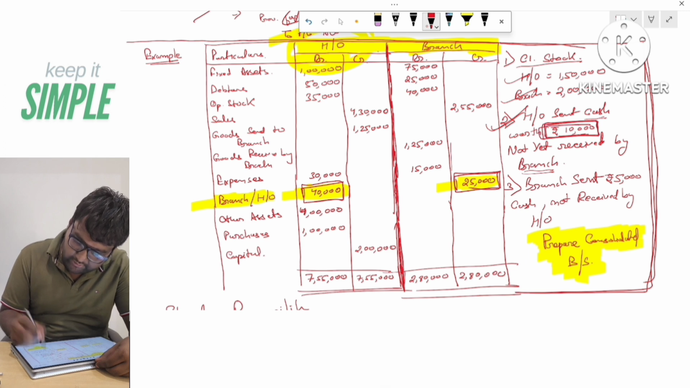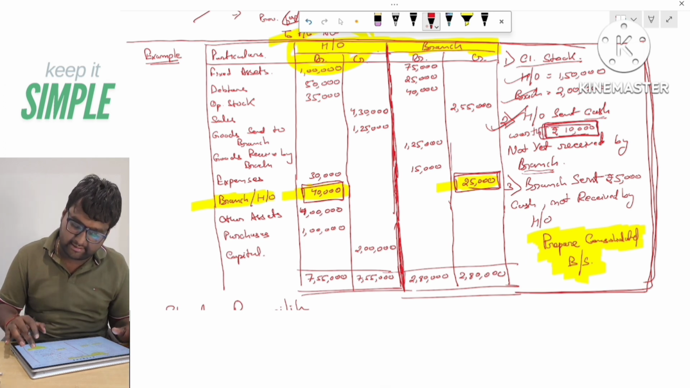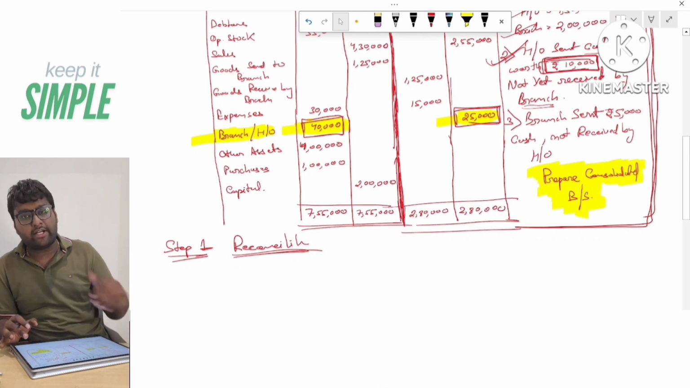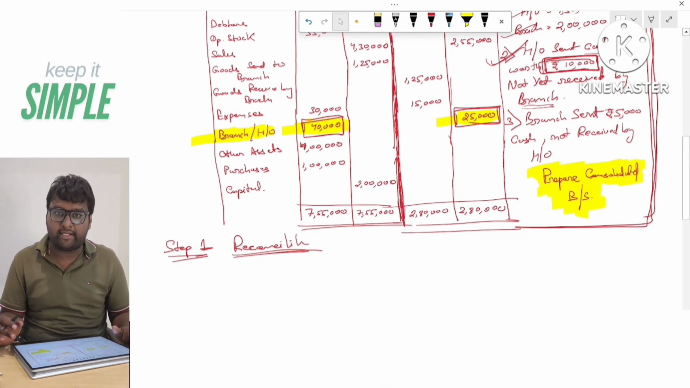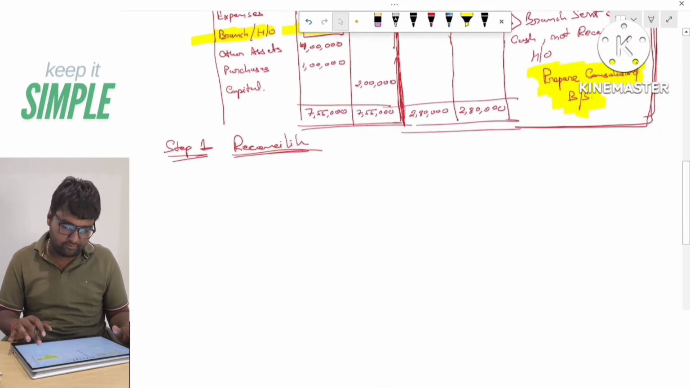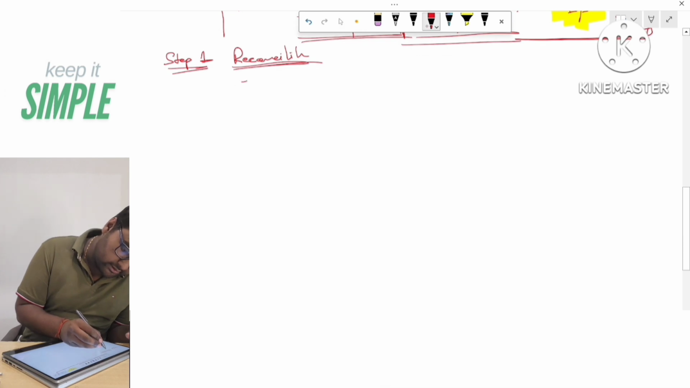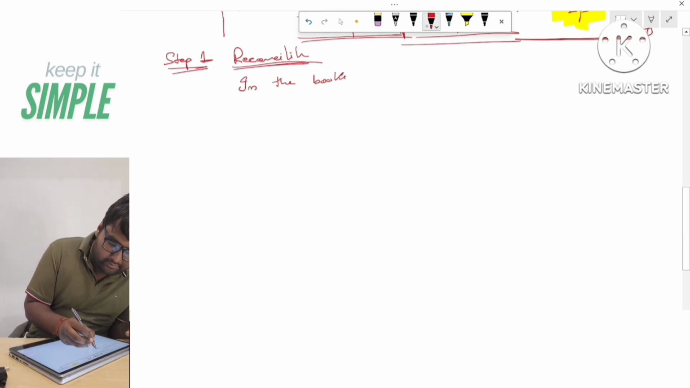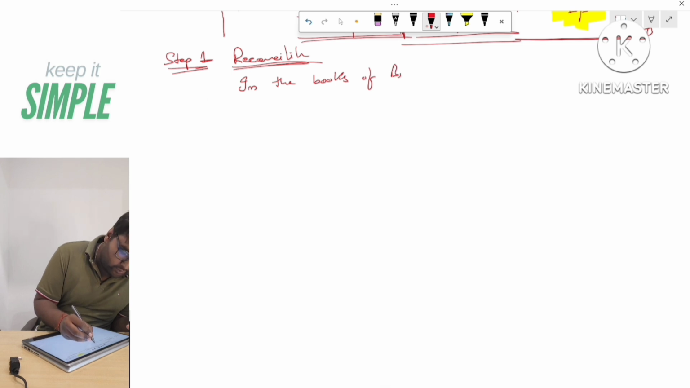So head office has sent cash, so head office has already made the entry. Who has not made the entry? Branch. So now we'll make the entry in the books of branch. What entry will we make?